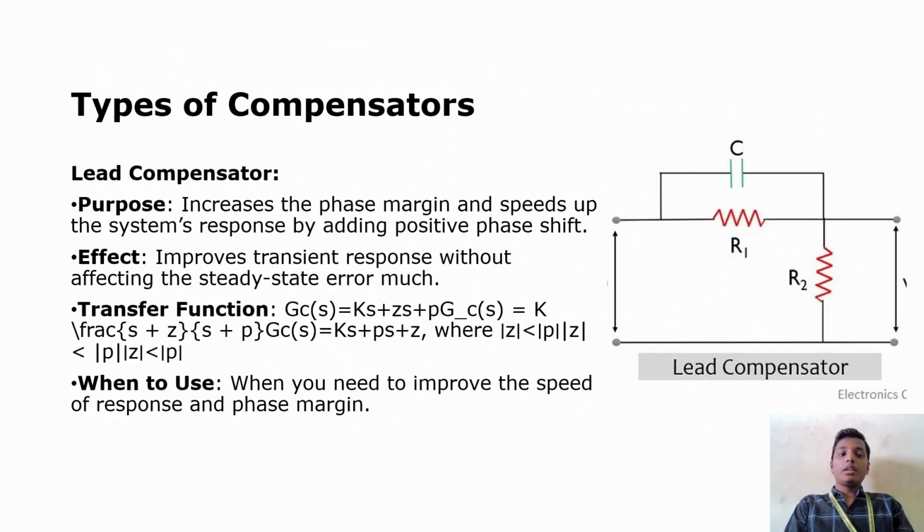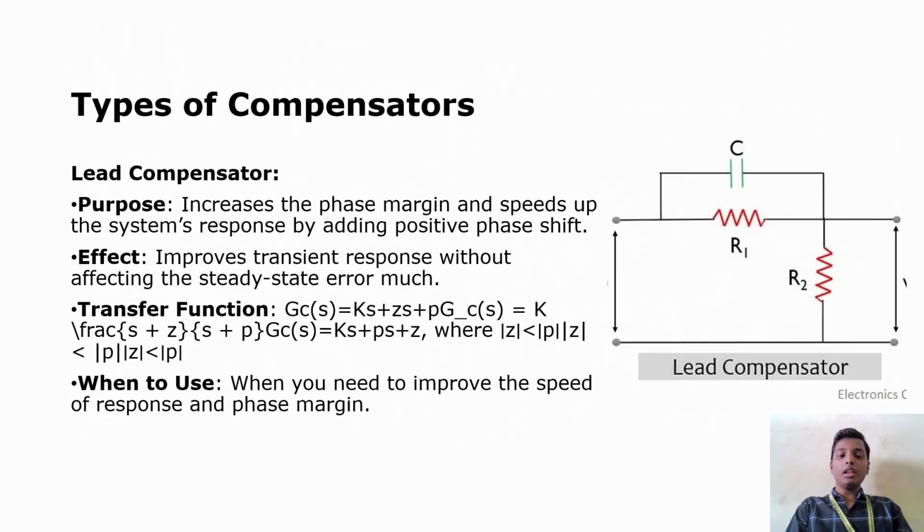Types of compensators. In that, the first one is the lead compensator. Purpose: increases the phase margin and speeds up the system response by adding positive phase shift. Effect: improves transient response without affecting the steady state error much.